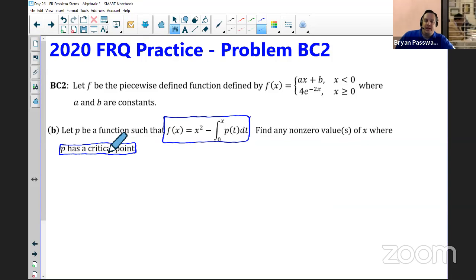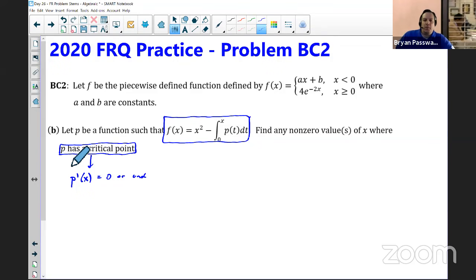And just start writing down what these things mean before you start trying to apply the problem and start solving stuff. So if P has a critical point, we know that P prime, its derivative, has to either equal 0 or possibly it could be undefined, right? So a function has a critical point when its derivative is 0 or undefined, assuming that there's a point on the graph, right? There has to be a point.